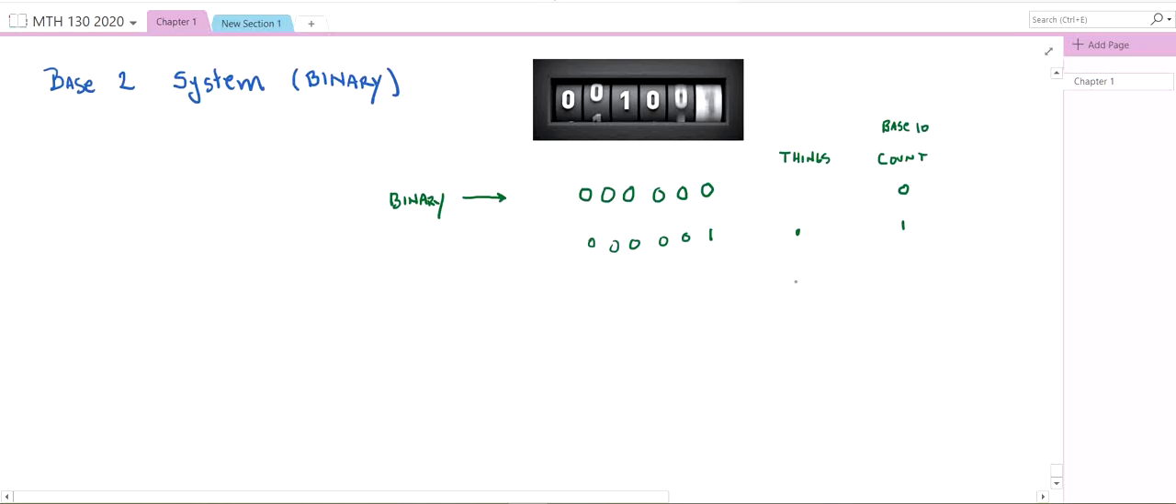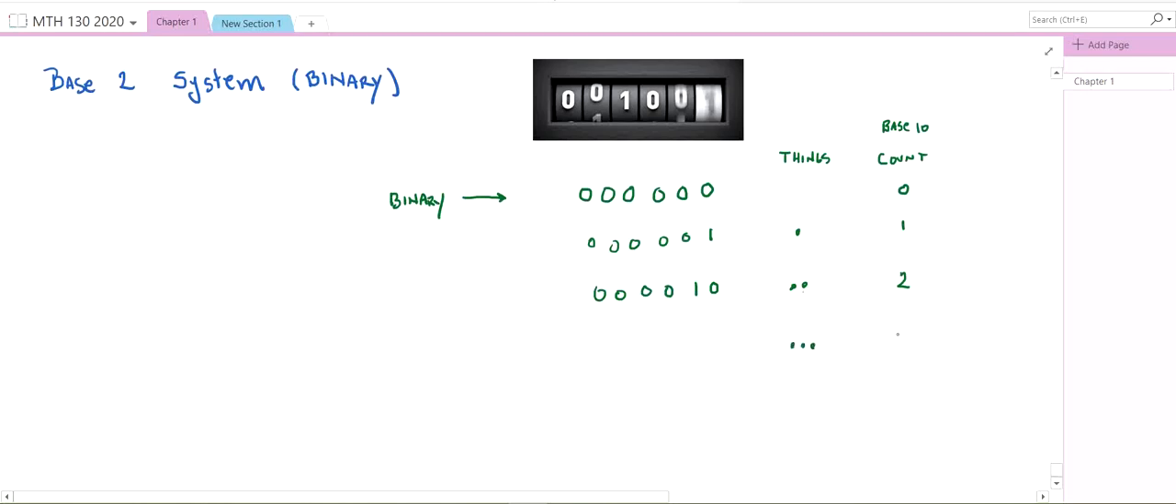And then when we had 2 things, maybe 2 peanuts, in base 10 that would be 2. But there is no 2 on these dials. These dials only have a 1 or 0. So this would hit 0 again, and this would hit 1. And of course, all these are still going to be 0 out here. So a 1 followed by a 0 is equal to a count of 2 in binary.